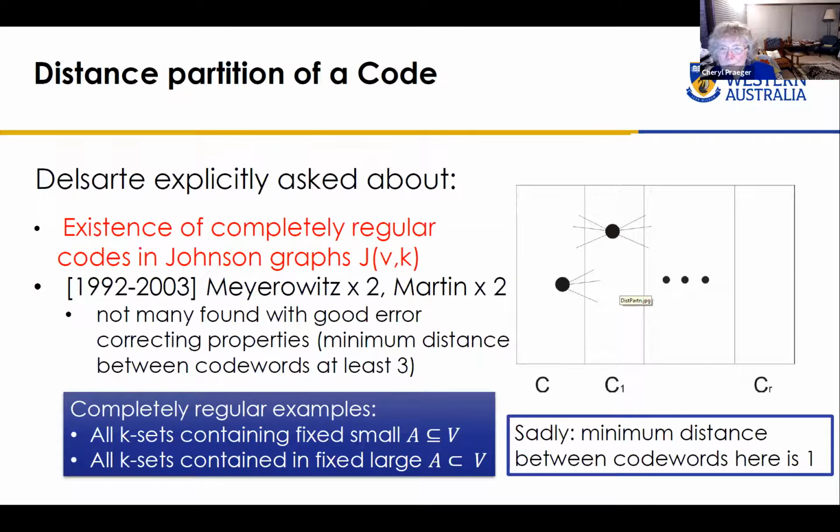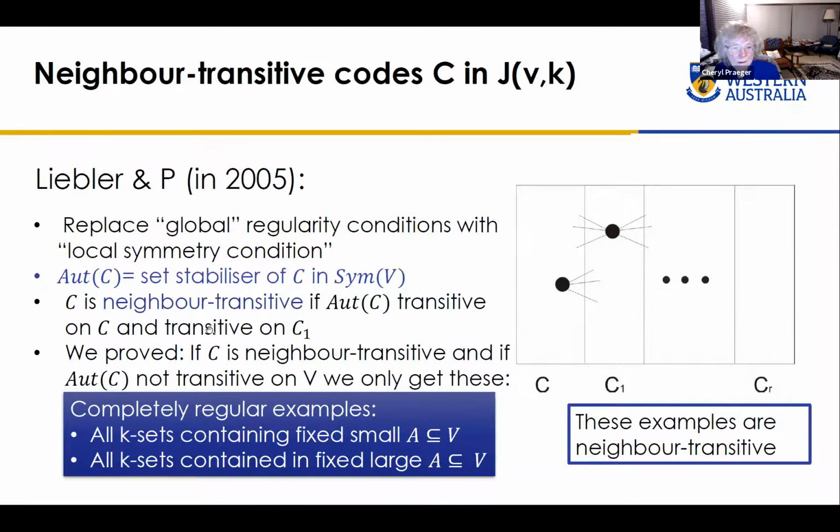So Delsarte suggested looking for codes. He'd like to find completely regular codes, and there are some completely regular codes in nice graphs. I mean, if you look at any distance regular graph, that would be a very suitable graph for searching for codes. If you looked in distance transitive graphs, then you could even use our concept of being neighbor transitive, because this works in any graph. You might not like the symmetry conditions. There's certainly been a lot of work. I like it. You like it?